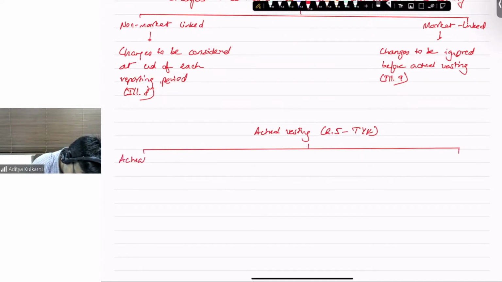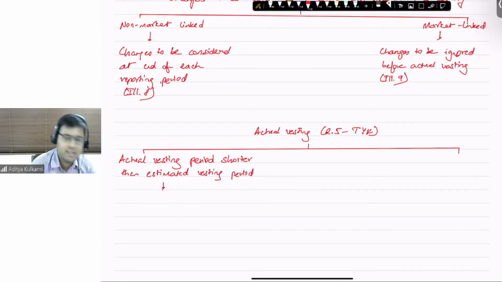Actual vesting period shorter than estimated vesting period. What did we do? We spread the EBE over the original estimated period initially, and when we came to know it would be met over a shorter period, the entire expenditure was written off.